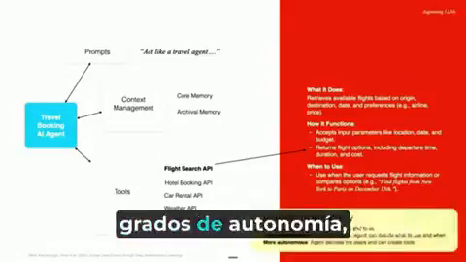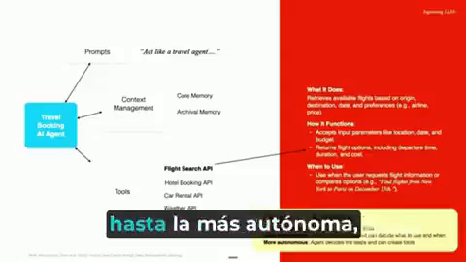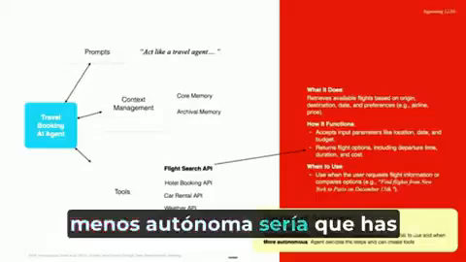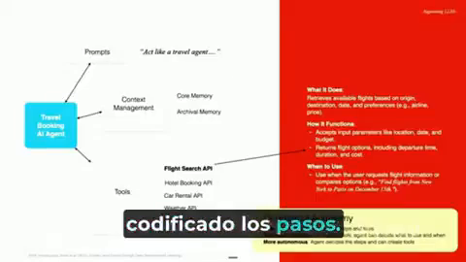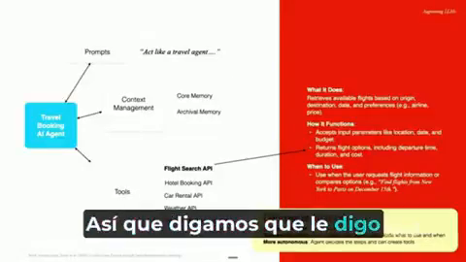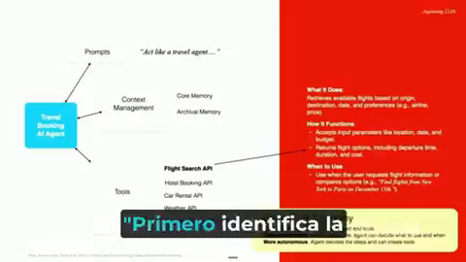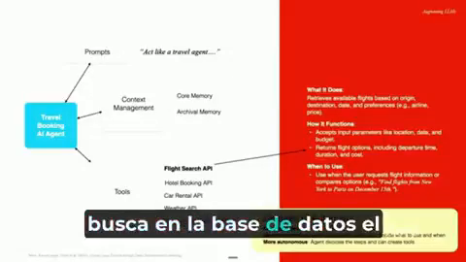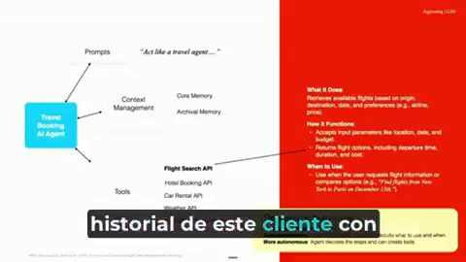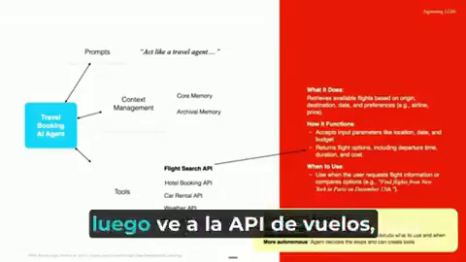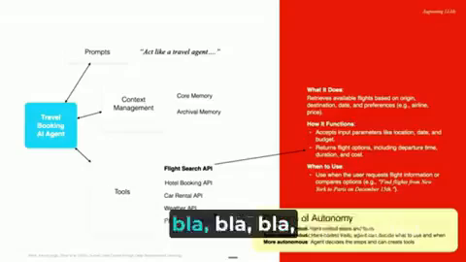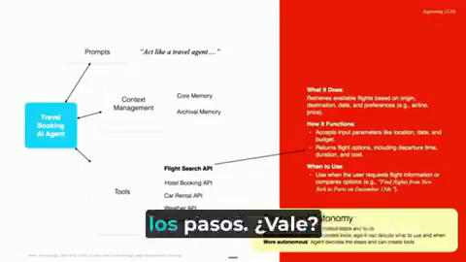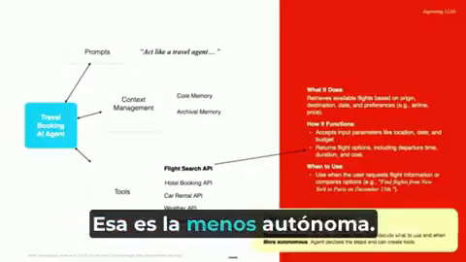This type of architecture can be built with different degrees of autonomy, from the least autonomous to the most autonomous, and I'll give you a few examples. Less autonomous would be you've hard-coded the steps. So let's say I tell the travel agent, first identify the intent, then look up in the database the history of this customer with us and their preferences, then go to the flight API, blah, blah, blah, then go to... I would hard code the steps. Okay? That's the least autonomous.